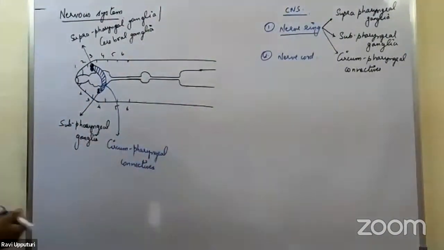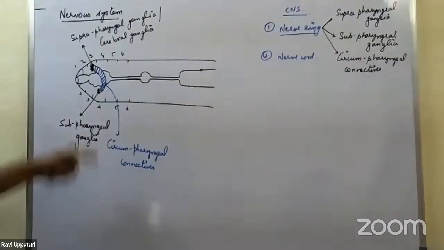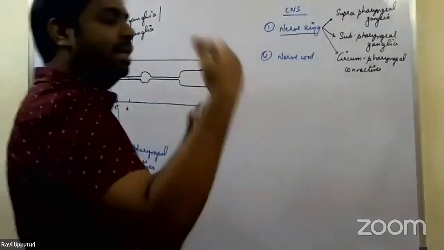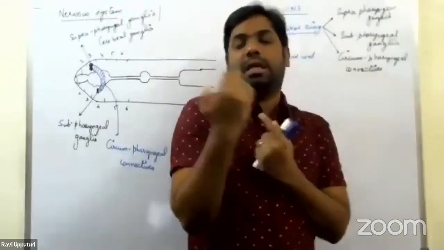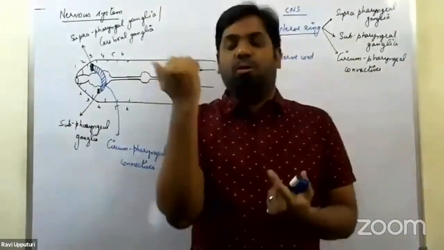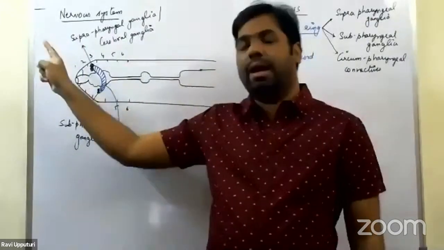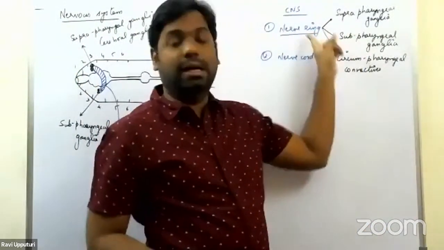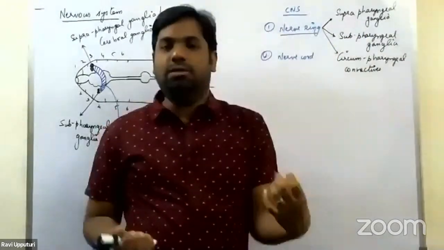Right, circumpharyngeal connectives. All these three structures together constitute a nerve ring. So what exactly is happening here? There is a ring-like structure seen surrounding the entire pharynx, which connects the suprapharyngeal ganglia with the subpharyngeal ganglia. That's the reason we call it the nerve ring. A ring of nerves is being formed.